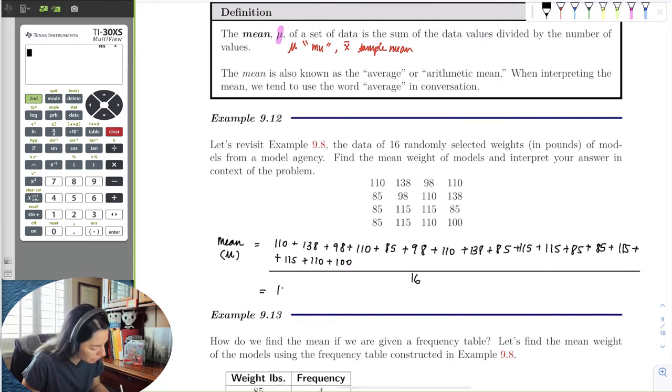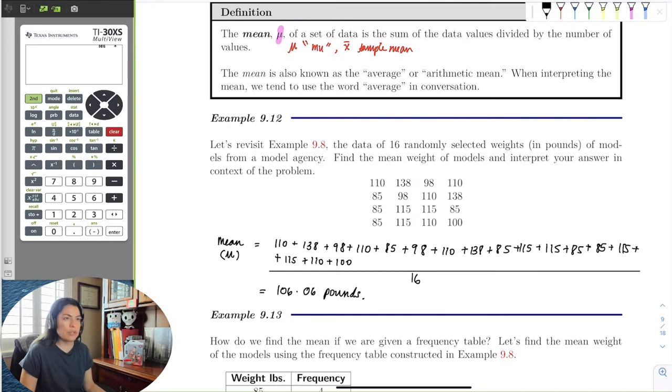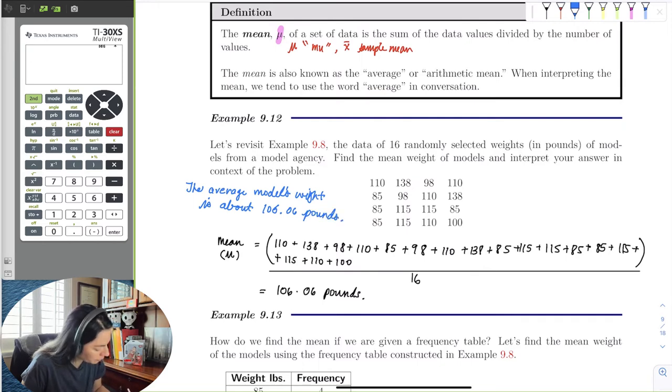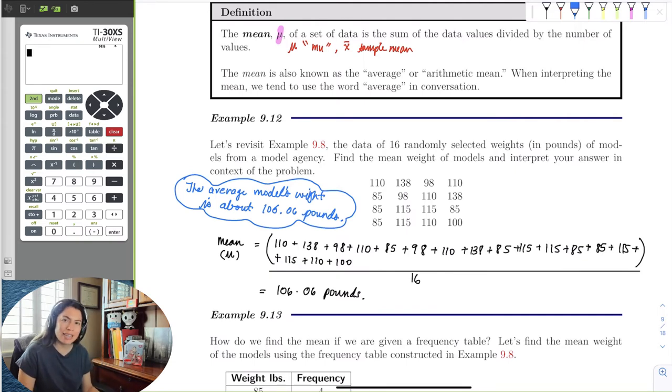And I would end up getting 106.06 pounds. Now, I'm not going to do the calculator work because it's just arithmetic. You take the sum here and then divide by 16. In language, we would say that the average weight, or the average model's weight, is about 106.06 pounds. So that's how we interpret that, and that's how we would say it to our friends: the average weight would be 106.